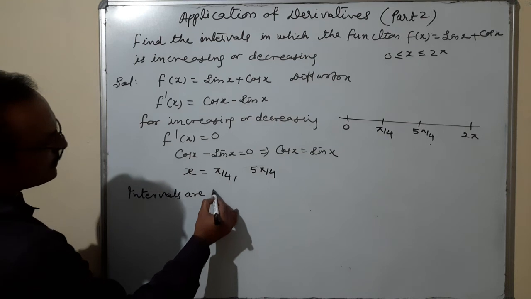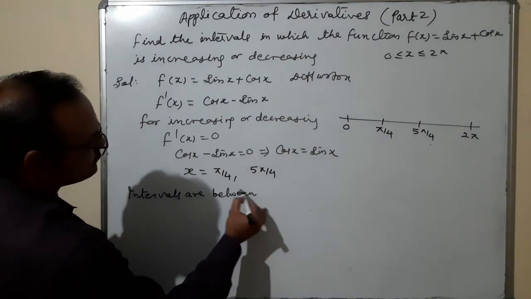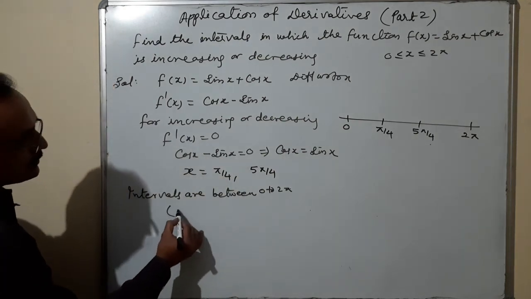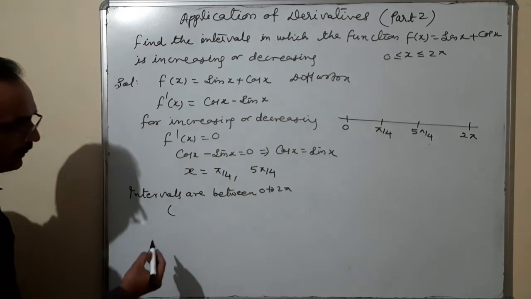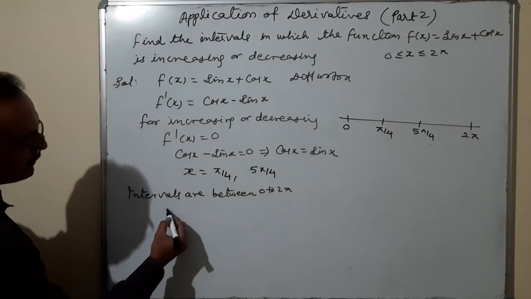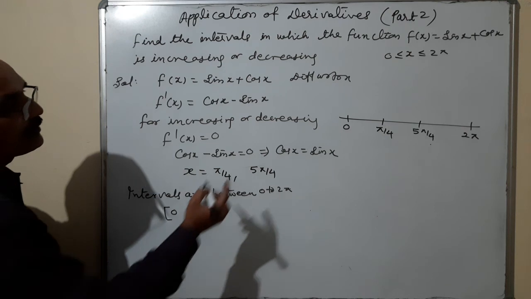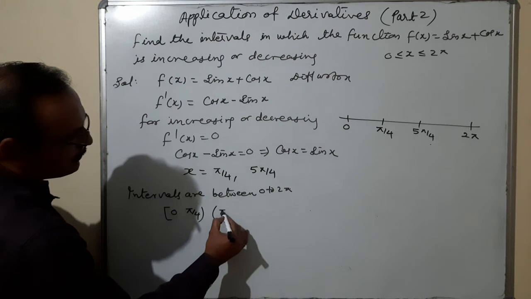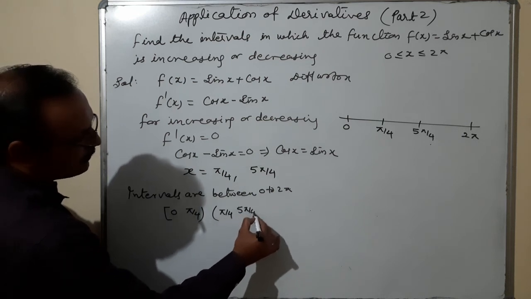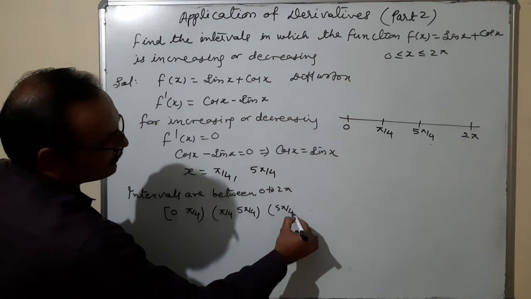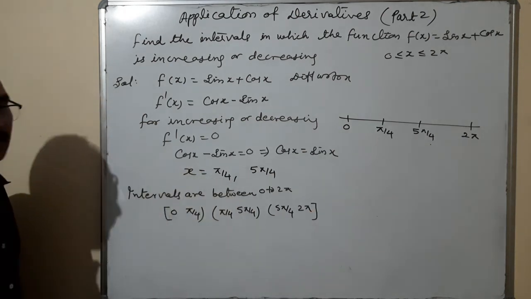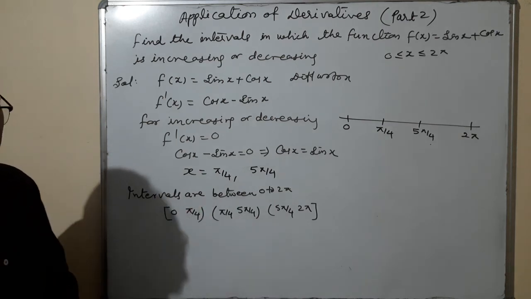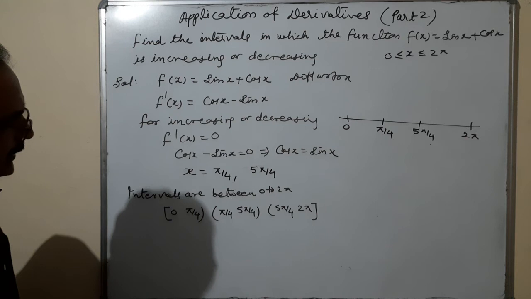Intervals are between 0 to 2 pi. Number 1, 0 is less or equal to given, so I'll write here 0 is also included. Between 0 to pi by 4, pi by 4 to 5 pi by 4, and 5 pi by 4 to 2 pi. Is it okay? There are three intervals, 1, 2 and 3. Now let us see in which it is increasing and which one it is decreasing.